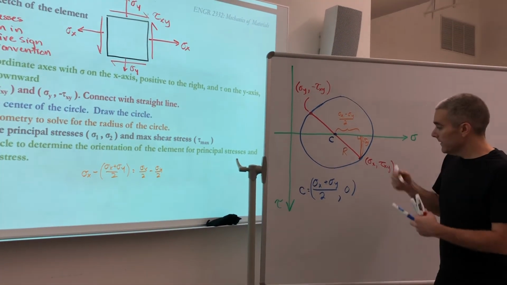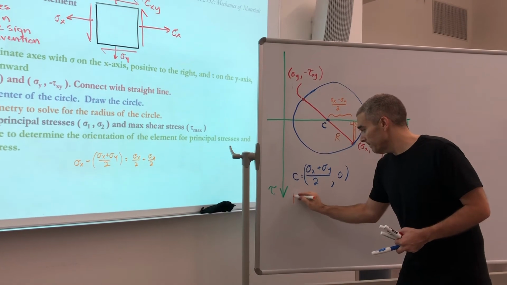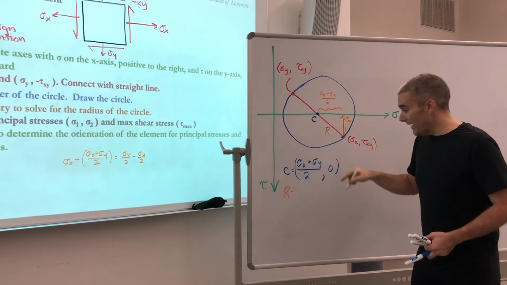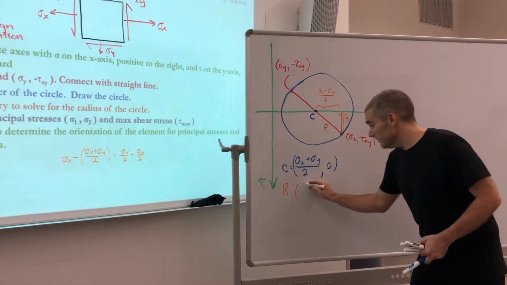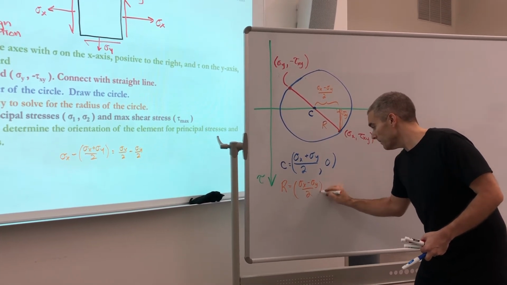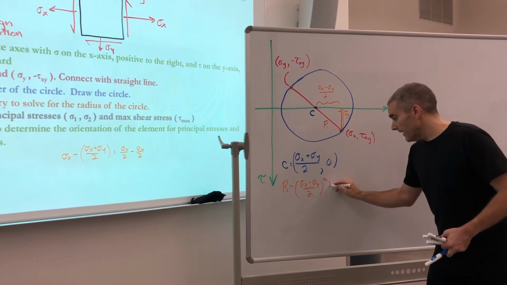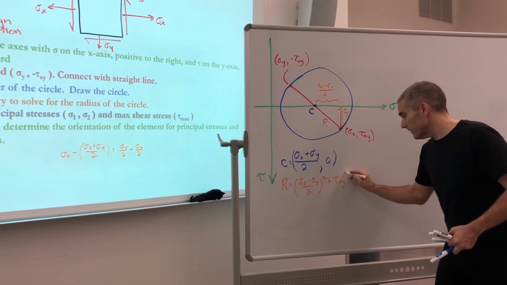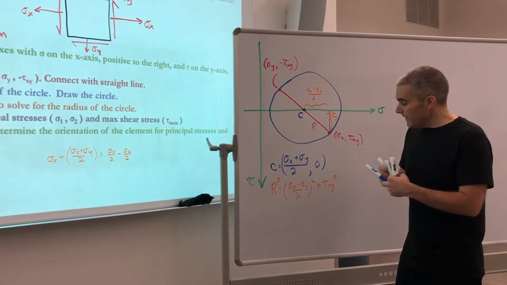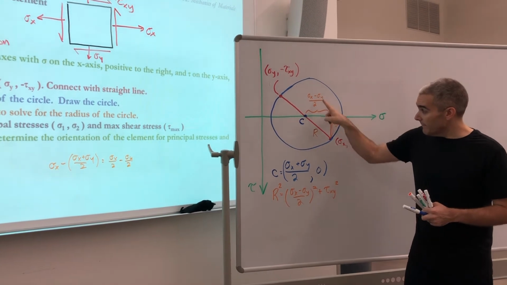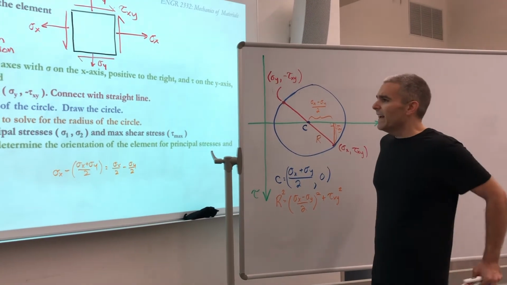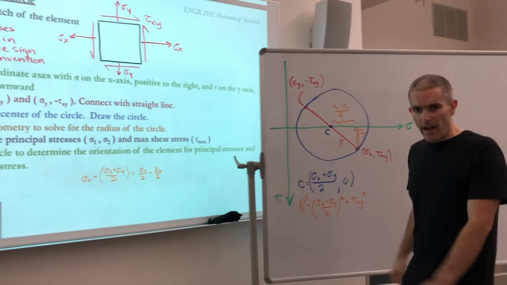The radius here equals one leg of the triangle squared plus the other leg of the triangle squared. And that, of course, equals the radius squared, so we'll make sure we get the squared there. So we see the radius squared is equal to ((sigma x minus sigma y) over 2) squared plus tau xy squared. Okay, I think that takes us through item number 5.